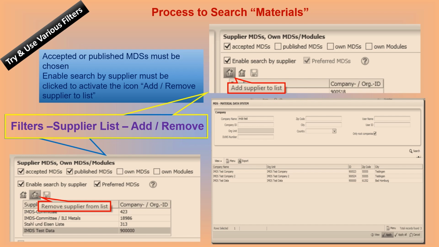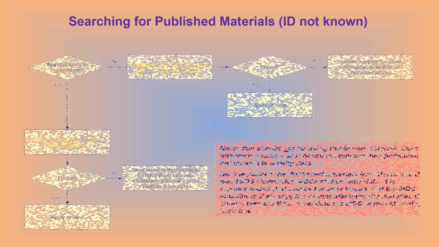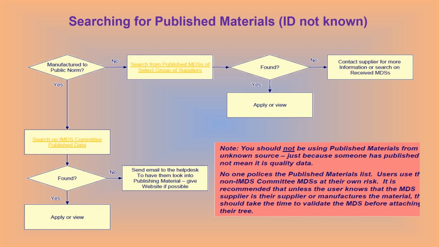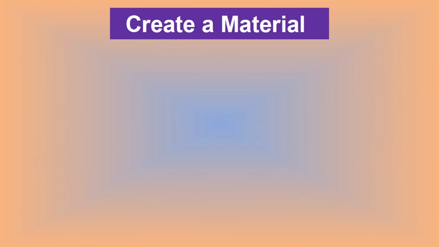A process flow chart for searching for published material of which ID not known is shown on the screen. Flow chart is self-explanatory. User should not use published material from unknown source. Just because it is published does not mean that it's quality data. Users should use non-IMDS committee materials at their own risk.